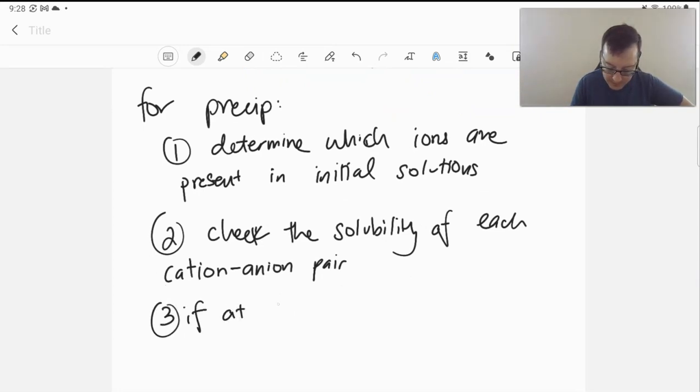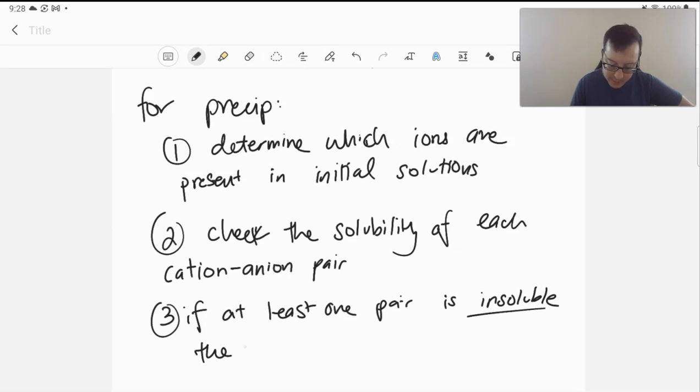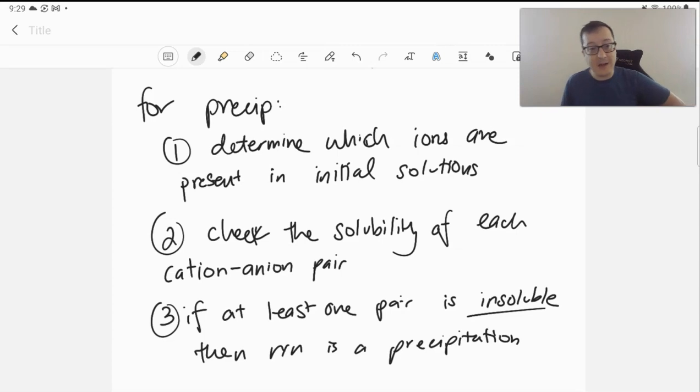If at least one pair is insoluble, then we have a precipitation reaction. So that's kind of the step-by-step procedure here for determining the products of your reaction, as well as if the reaction is going to happen. We're going to see sometimes if we take some compounds, put them together, nothing happens. And that's all right. You know, it's science, right? Sometimes nothing happens. So let's do another one.